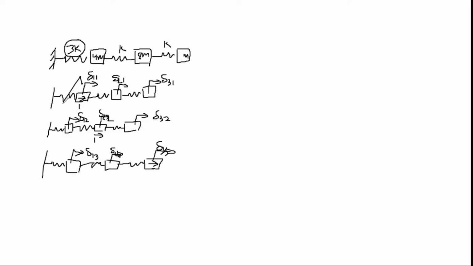So this would cause extension in the spring because this mass is moving in this direction. Okay, this mass is moving in the positive x direction. So that would extend, and this spring would cause a force in the opposite direction on the mass. So if I draw the free body diagram of mass 1, there would be a force because of spring 1, which is 3K, the stiffness, multiplied by the deflection of the spring, that is delta 11. Okay, and you know that there is a unit force applied on this mass.